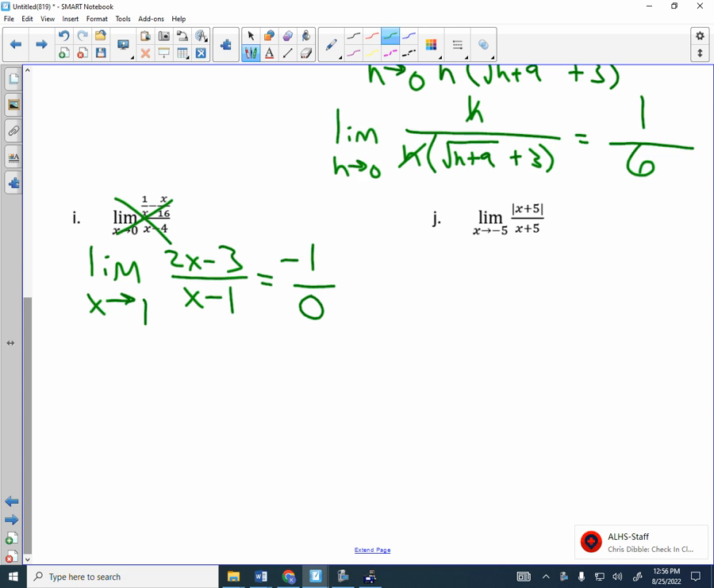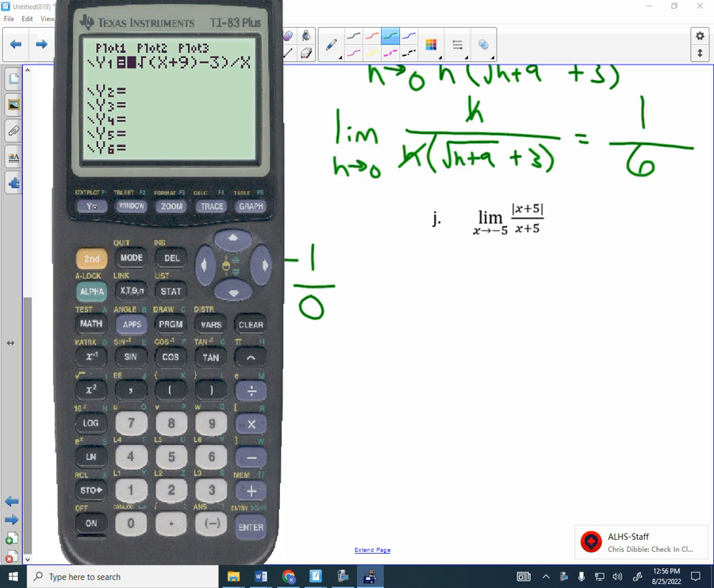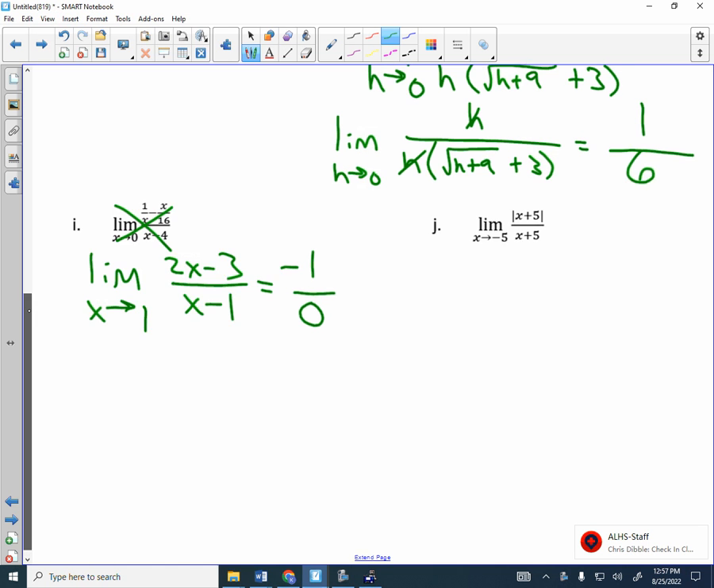There's really not a way to confirm this other than to look at your graphing technology. So I type in a parenthesis, 2x minus 3, and on the bottom x minus 1. If I look at a Zoom standard graph, as I approach 1 from the left, what is it going towards? Infinity. As I approach 1 from the right, what's it going towards? So therefore the limit does not exist.